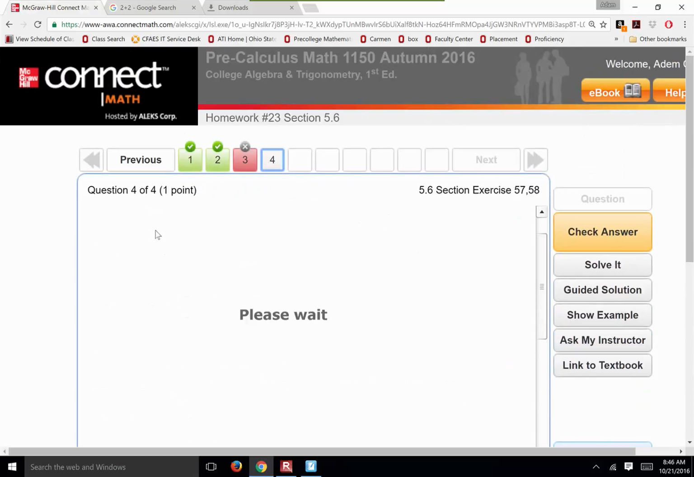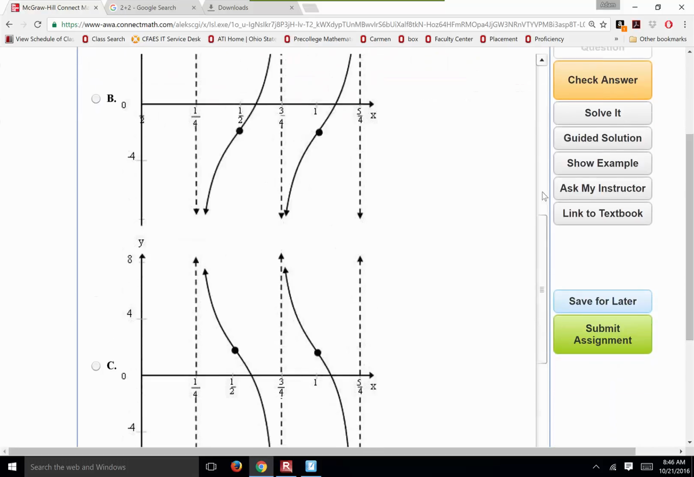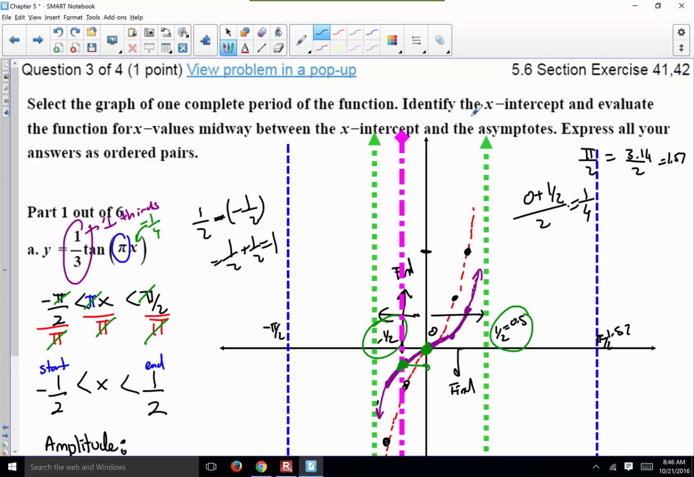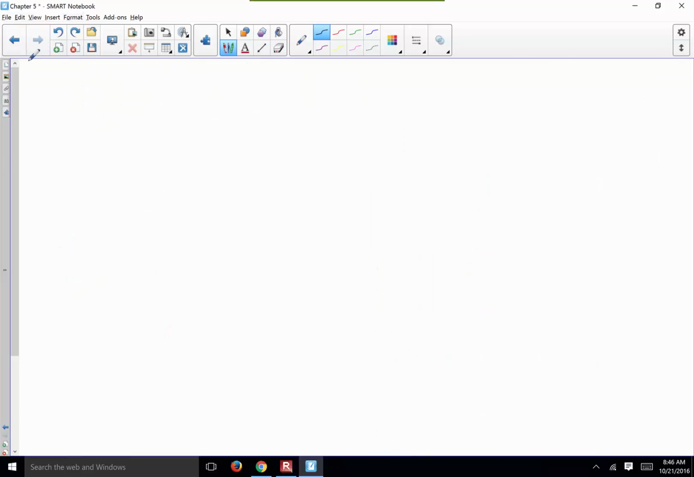So this is enough about tangent, one part. I'm going to go to the cotangent, and we're going to make a picture of cotangent next. It was only one part. You need to make the picture and pick the choice.